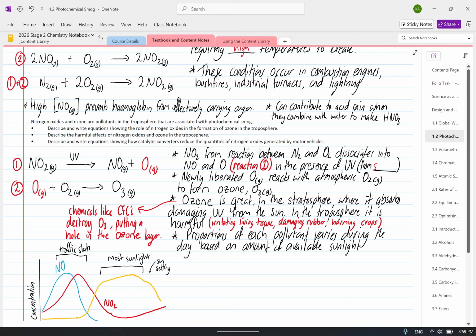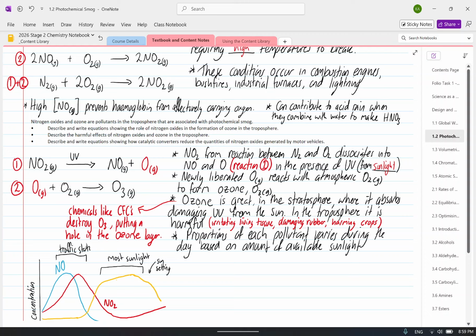Now, that UV comes from sunlight. So that's an important point that we'll be talking about later. The UV light that this reaction needs to occur comes from the sun. Now, our second point is that when we have that oxygen atom that has been liberated from equation 1 with the UV radiation, you react that with our atmospheric oxygen and it forms that O3 molecule.